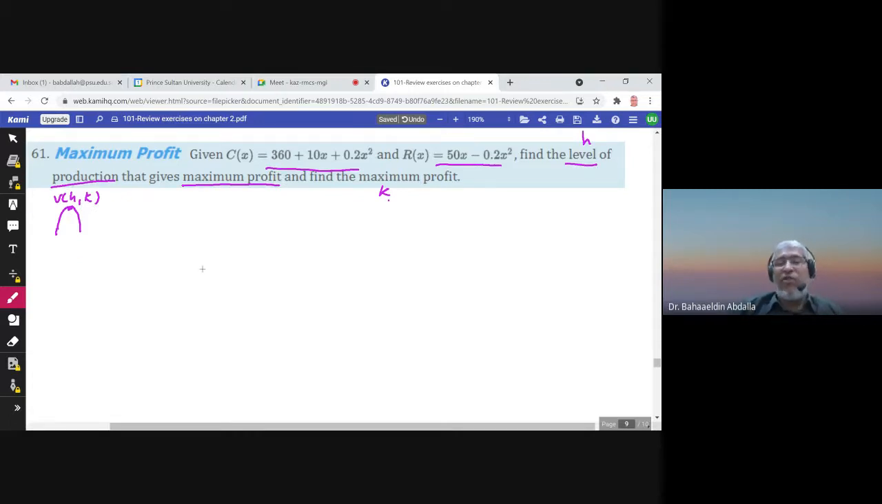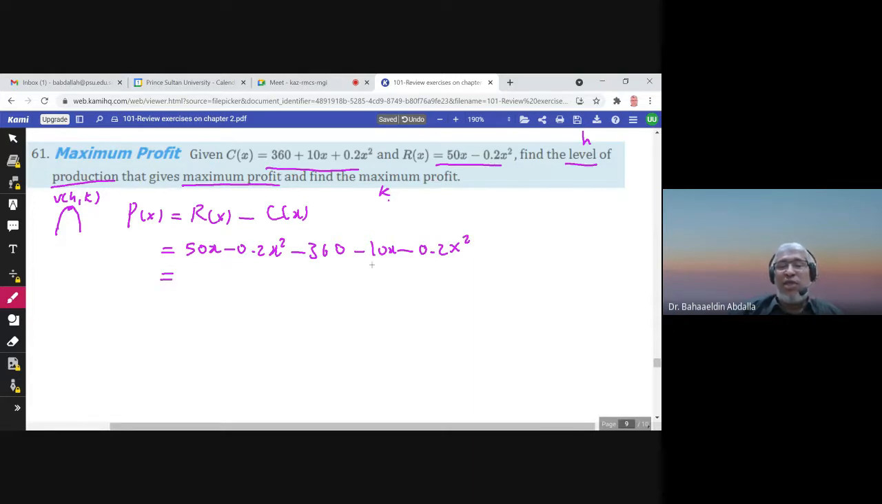So first here we need to find the profit function, and the profit function is the revenue function minus the cost function. So the revenue is 50x minus 0.2x squared minus the cost. Now this minus will change all the terms in the cost function. So let me write it in order. Negative 0.2, negative 0.2, I have negative 0.4x squared. So A is negative and it will open downwards.